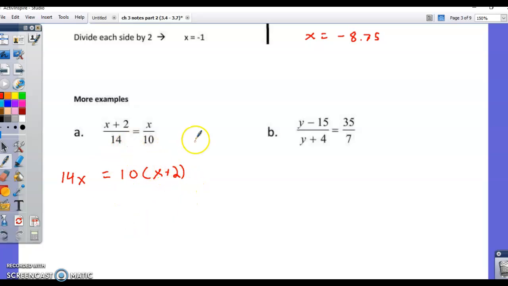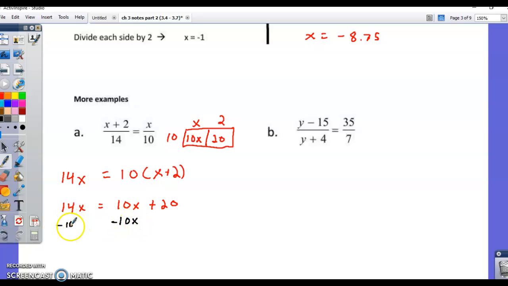So you're always going to distribute. The box method again, if this helps you. So 10 times x is 10x, 10 times 2 is 20. So we rewrite as 14x equals 10x plus 20. Now over here, you notice that I only have the variable term on this side, so I'm going to get rid of the variable term on the other side by subtracting 10x. So 14 minus 10 is 4x equals 20. Divide by 4. x equals 5.